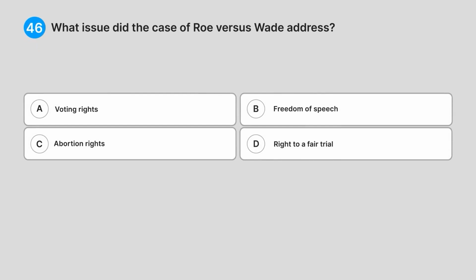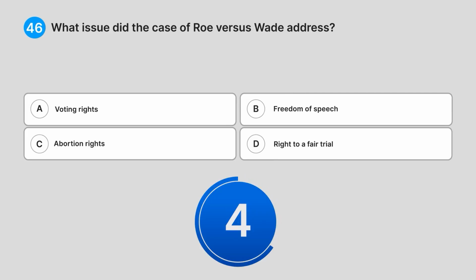46. What issue did the case of Roe v. Wade address? A. Voting rights. B. Freedom of speech. C. Abortion rights. D. Right to a fair trial. What do you think is the answer?